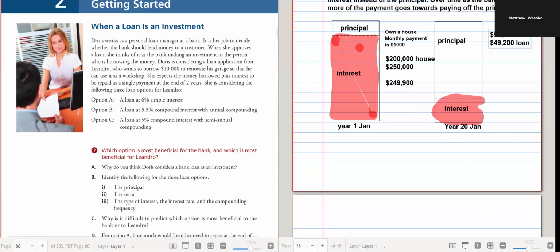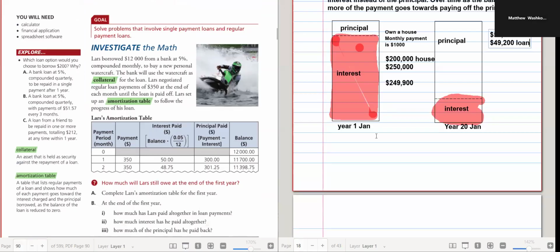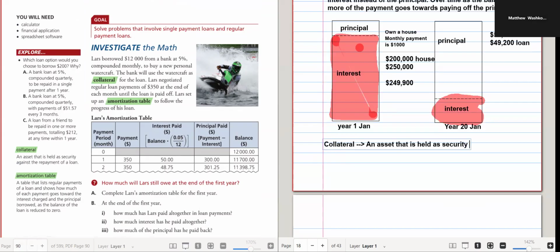Is there anything else I want to talk about? Yes. There's a few more things here. Collateral. Now, what is collateral? It's an asset that is held as security against the repayment of a loan.